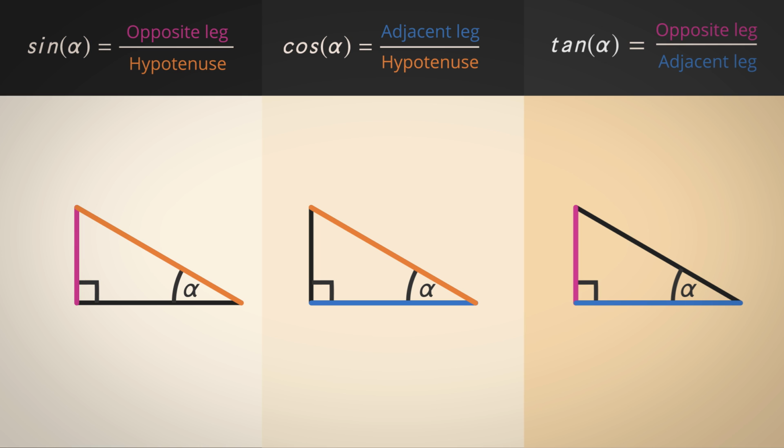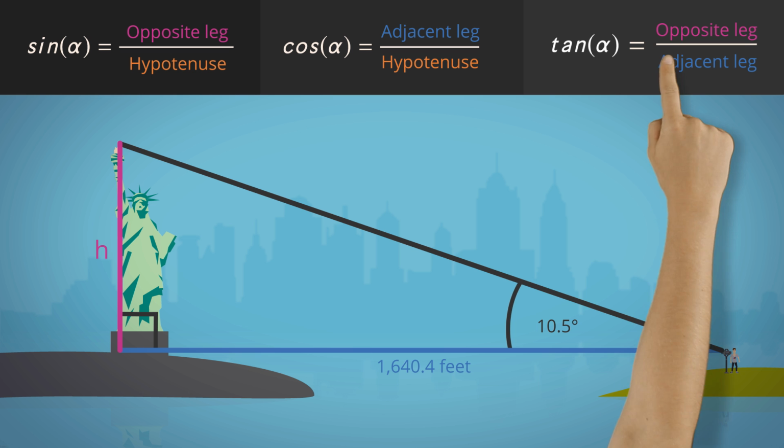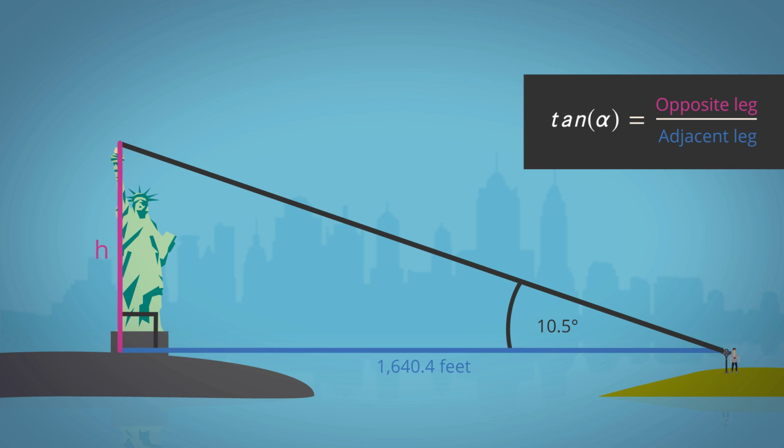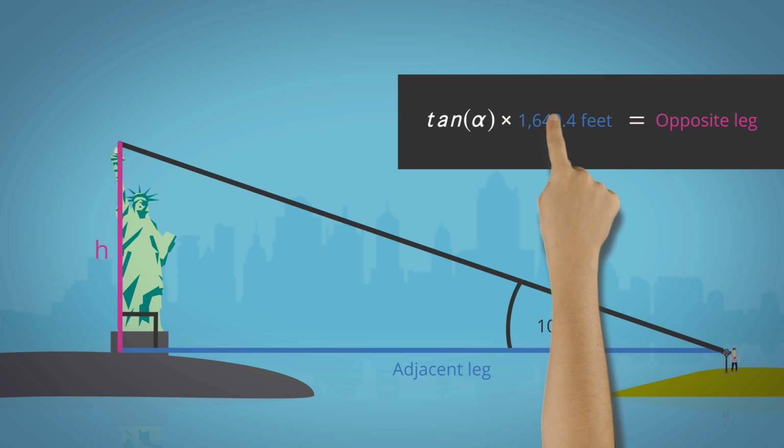Which trigonometric ratio should you use to solve this problem? Sine, cosine, or tangent? Since you know the length of the adjacent leg, but not the hypotenuse, the tangent ratio is the best choice to calculate the length of the leg that is opposite angle alpha, the height of the Statue of Liberty. Using the tangent ratio, set up the equation, then just plug in the values you know.